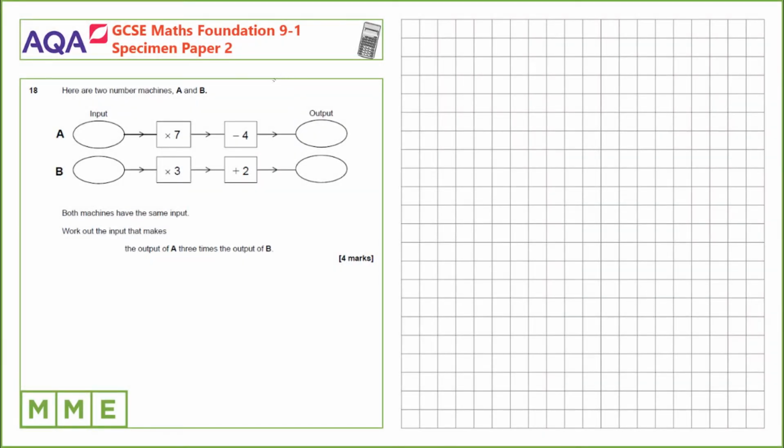Question 18. Here are two number machines, A and B. Both machines have the same input. Work out the input that makes the output of A 3 times the output of B. If we're using the same input and we want to find that input, let's use an unknown, so we'll call it X. And let's figure out what the output is for each of these. So the output for A is X times 7, so that's 7X, minus 4. So that's our output. And for B, we have X times 3, which is 3X, then plus 2. We want the output of A to be 3 times the output of B, so we'll set up this equation. 7x minus 4 is 3 times the output of B, 3x plus 2.